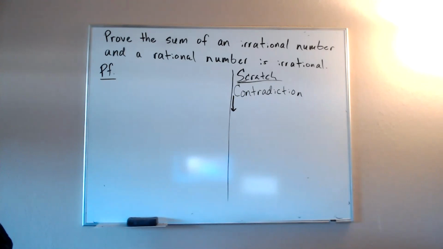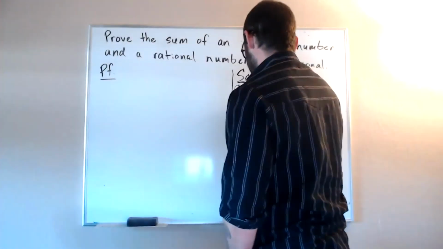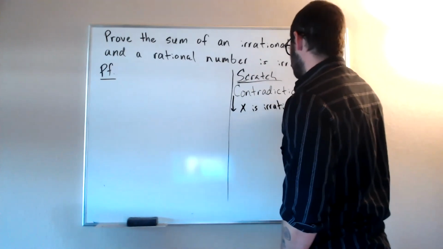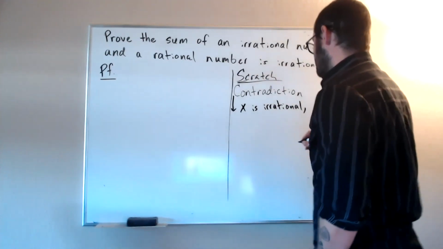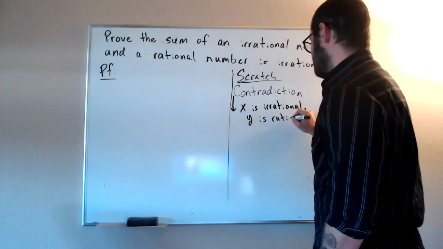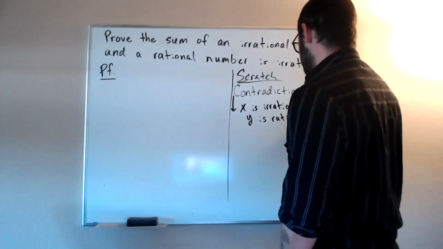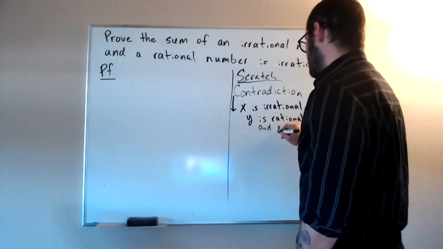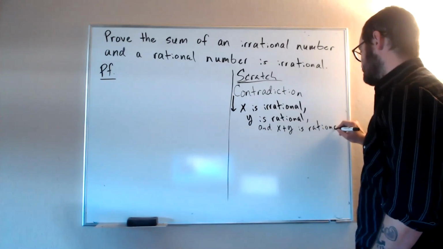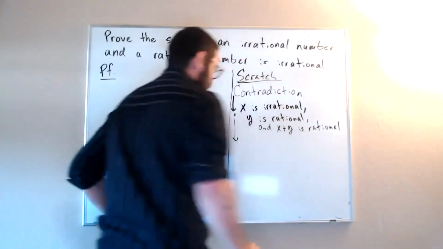Okay, so the way we can do this is by saying maybe x is irrational, y is rational. By way of contradiction, we're assuming the sum is also rational, and x plus y is rational. Okay, so we've made our assumptions.